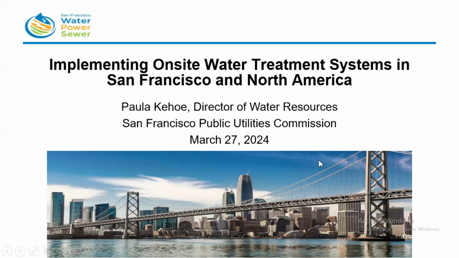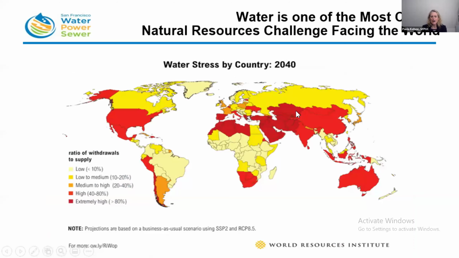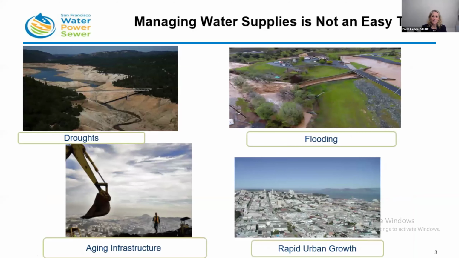Yes, great. Okay, well, thank you so much for the invitation to talk about on-site water treatment systems, or decentralized water treatment systems, in San Francisco, as well as what's happening across the United States. I think we all recognize that water is one of the most important natural resource challenges facing the world today, and managing water supplies is not an easy task. I work at a utility. We have many, many challenges, from droughts to flooding, to aging infrastructure, to rapid urban population growth.